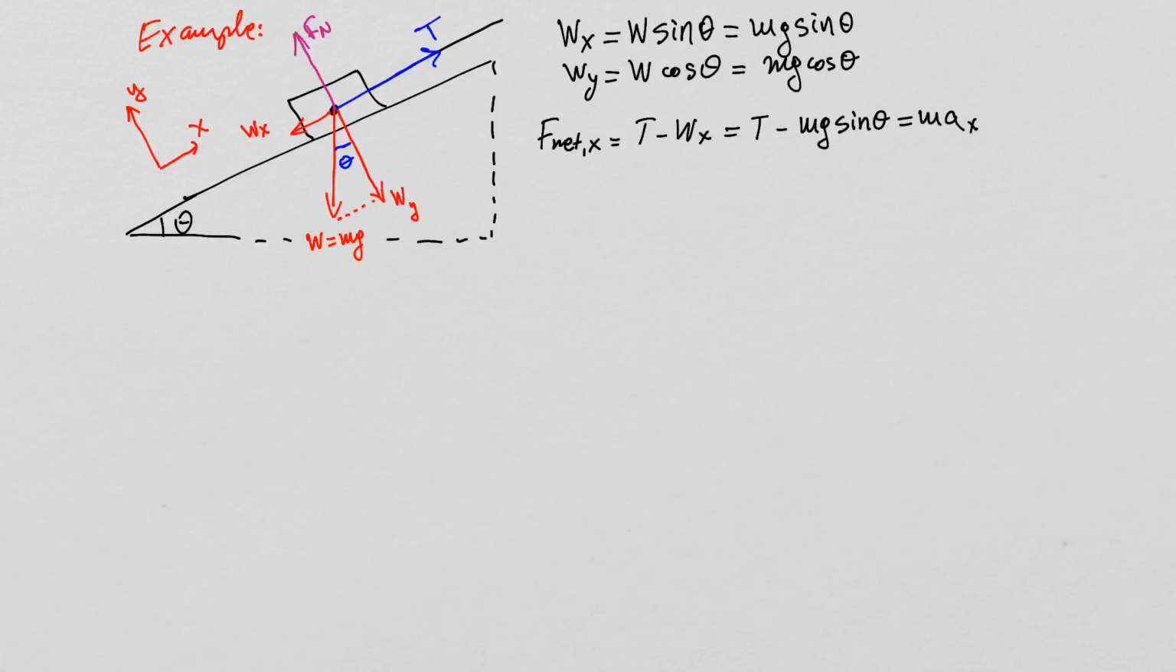And let's call this one ax. Okay, now the net force in y direction. F net in y direction is simply equal to the normal force minus the y component of the weight. Again, the normal force is taken with a positive sign because it points in positive y direction. The y component of the weight is taken with the negative sign because it points in negative y direction. And so this is equal to the normal force minus mg cosine of theta, and this is equal to 0 because there is no motion in vertical direction. There is no acceleration.